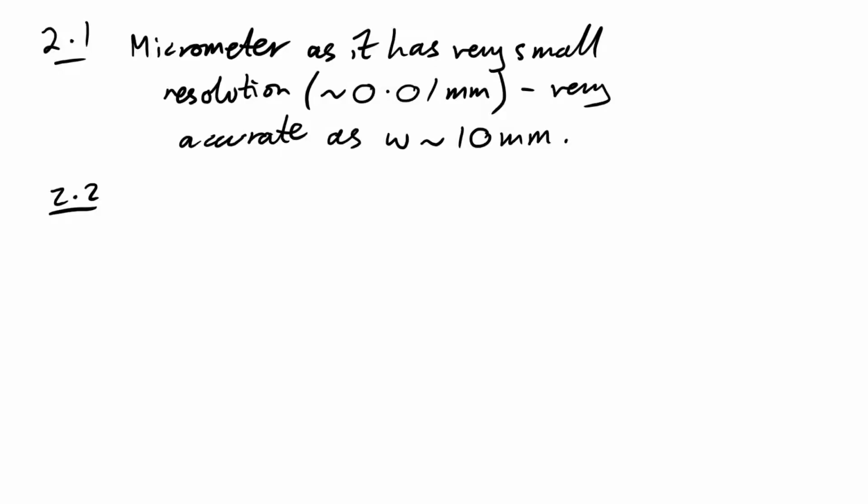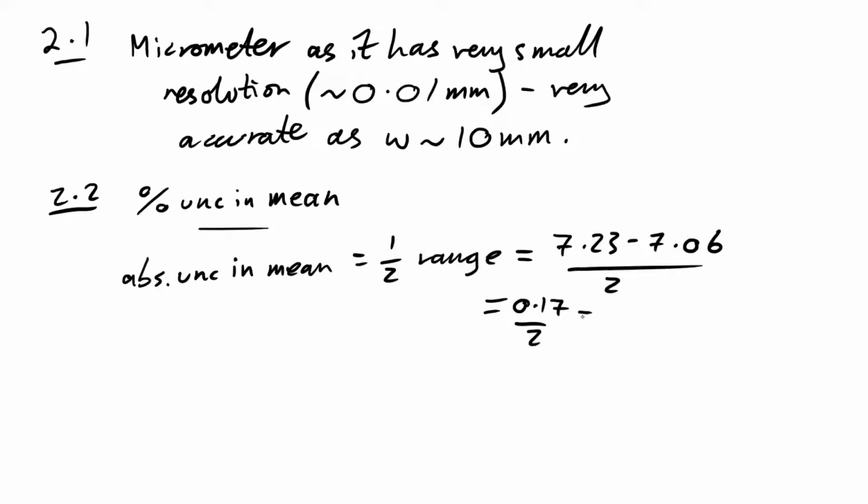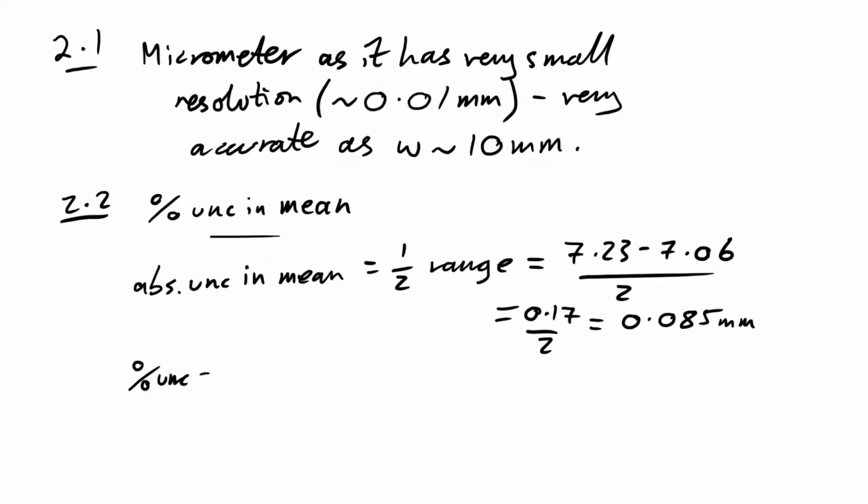2.2, we have all these different values. We're being asked to find the percentage uncertainty in a mean. So first things first, let's find the actual or absolute uncertainty in the mean, and that is half the range. So let's take our maximum value, that is 7.23, take our smallest value, 7.06, divide that by 2, so that's 0.17 divided by 2, so that is 0.085. Technically that's millimeters.